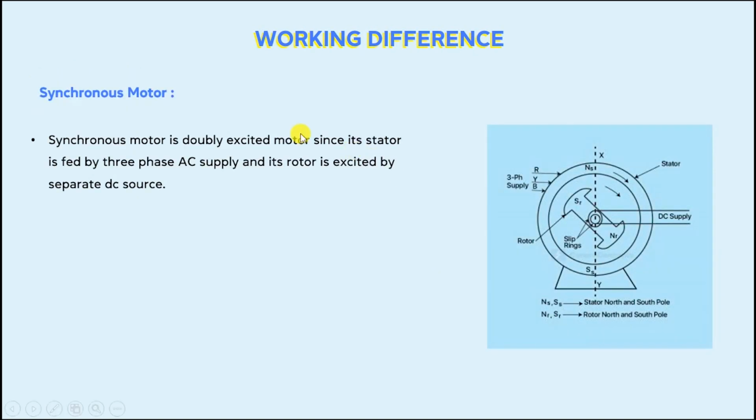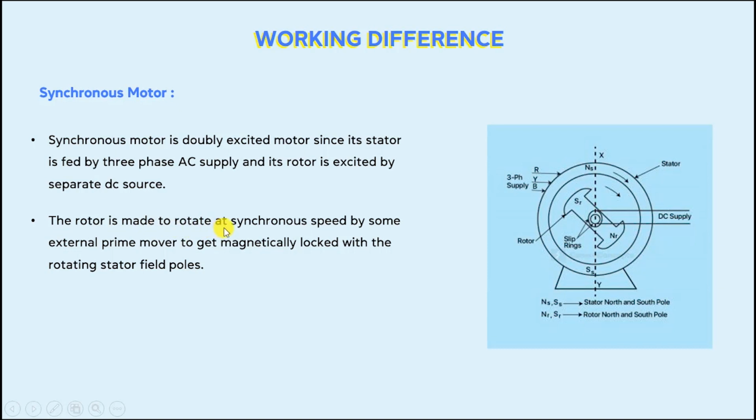Now let's discuss the working of a synchronous motor. A synchronous motor is a doubly excited motor since its stator is fed by a three-phase AC supply and its rotor is excited by a separate DC source. So in the case of a synchronous motor, a three-phase AC supply is given to the stator, whereas a DC supply is also given to excite the rotor.